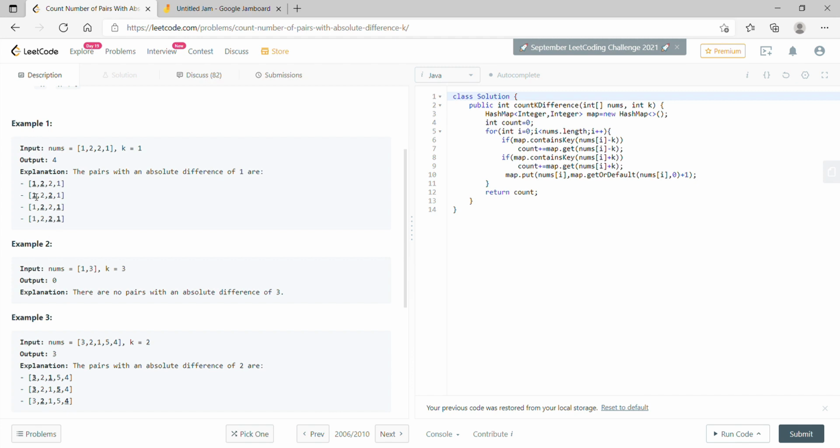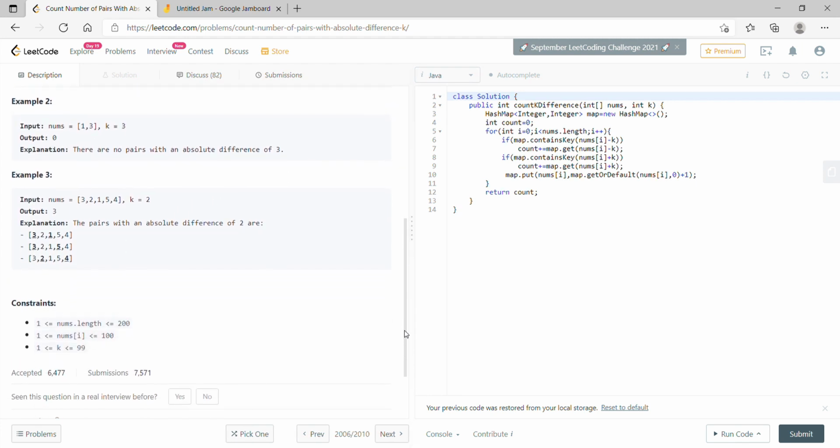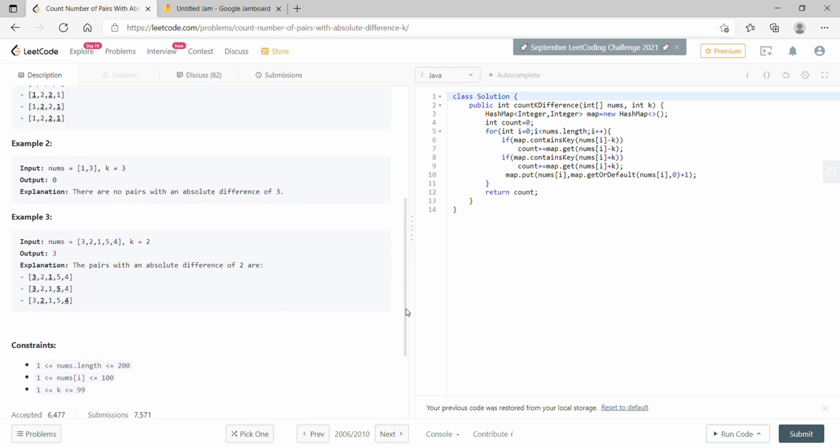Again, if you take the first element and the fourth element and do the difference, you will find it as 1. And obviously you have the 2 and 1, and this 2 and 1 also. So like this there are 4 such pairs, so your output should be 4. And if you look at the other examples also, the same thing is given.